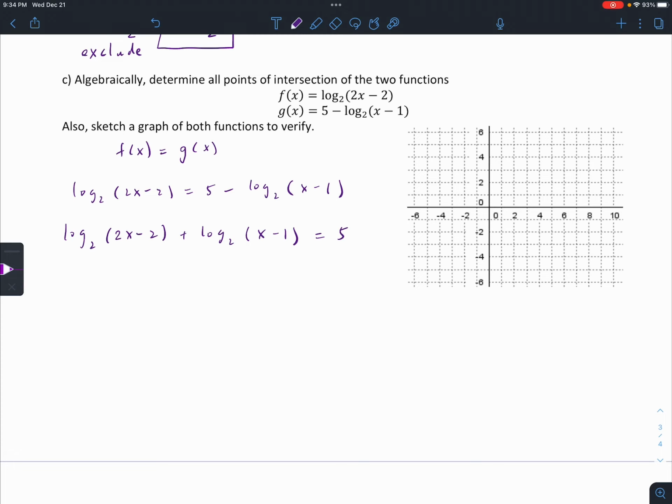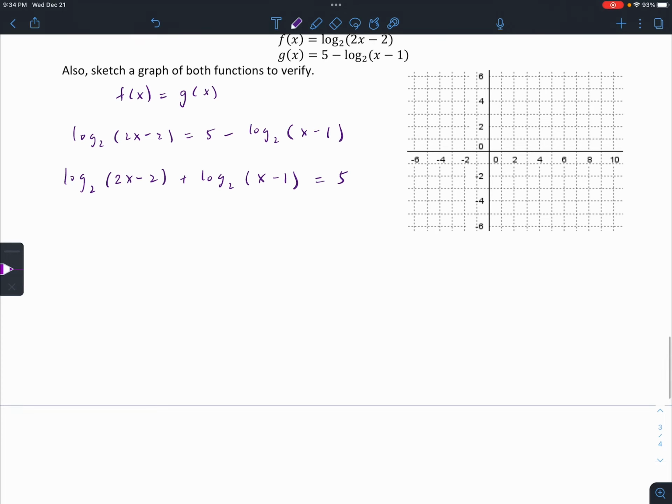Equals 5. We can now use the product law. So log to the base 2 in this case of 2x minus 2 times x minus 1 is equal to 5.